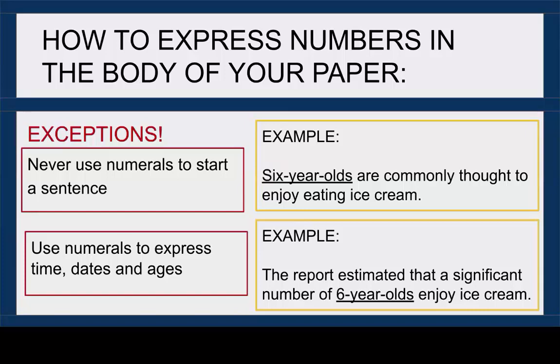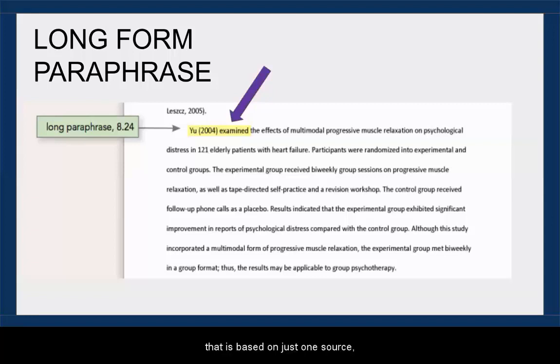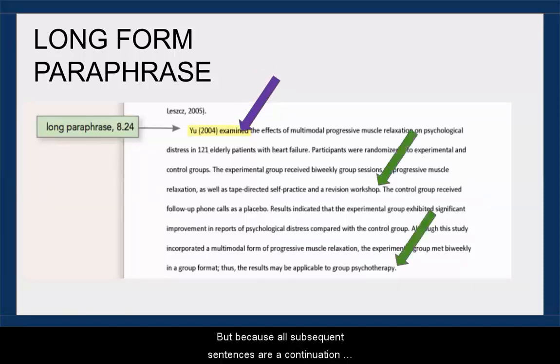Okay, so you'll remember our rule from earlier that an in-text citation must occur every time a source is used. An exception to that is if one source is used in a long-form paraphrase. For example, here we wrote a paragraph that is based on just one source, and so we give credit the first time we mention the information from that source. But because all subsequent sentences are a continuation of a thought related to that information, you don't have to do a citation at the end of each sentence. The exceptions to this are if you start another paragraph or if you incorporate another source.